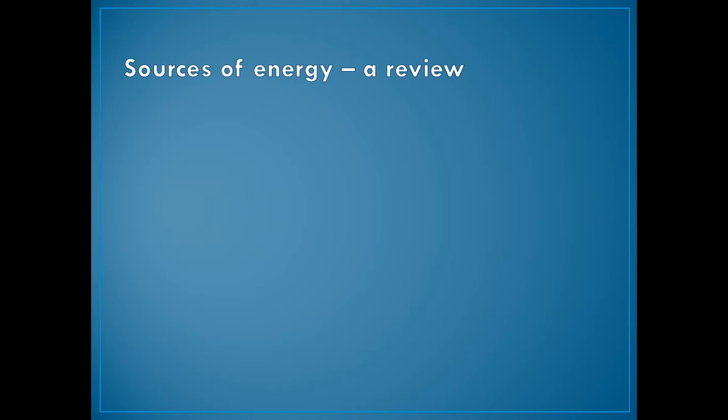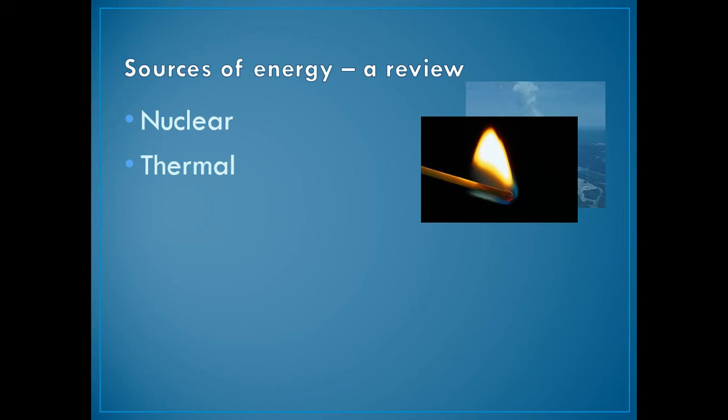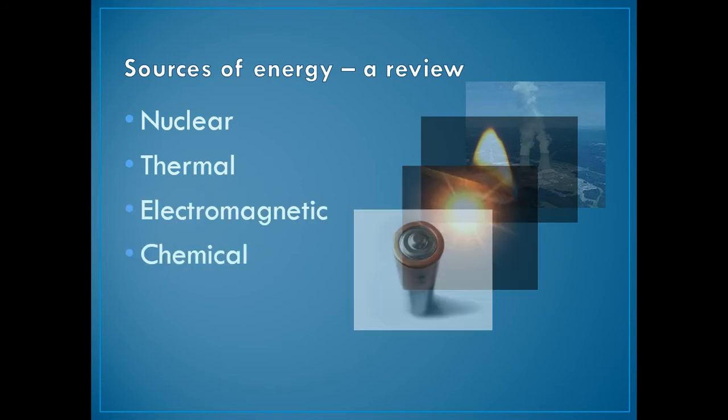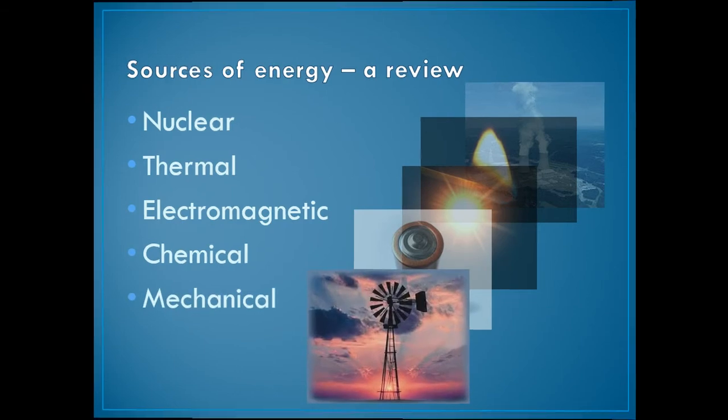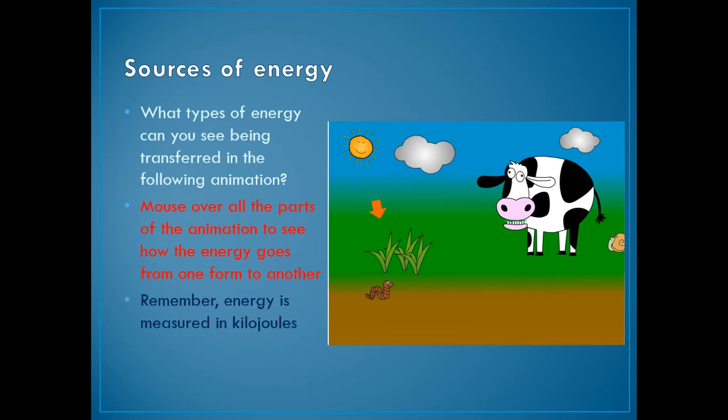Let's review the different sources of energy. We have nuclear energy, thermal energy, electromagnetic energy, chemical energy, and mechanical energy. You're going to take a look at an animation here, and I want you to think about what types of energy you see being transferred or going from one form to another in that animation. I'm going to mouse over all the parts of the animation so you can see what's going on with the energy. And remember, for this animation, energy is measured in kilojoules, or kJ.